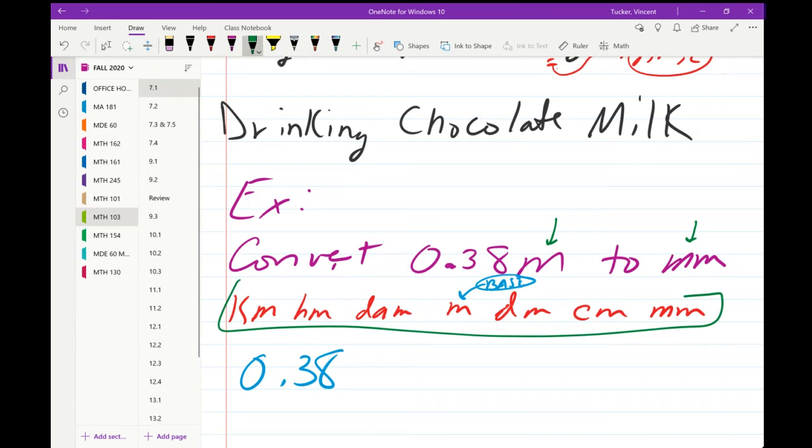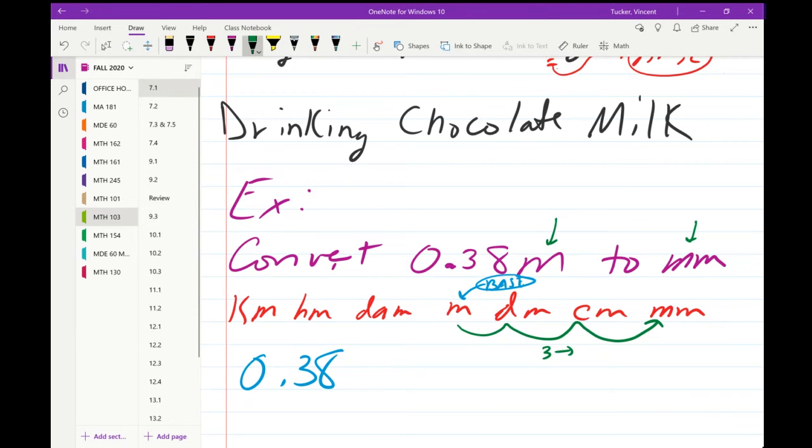Here we have our measurements, and they're in order. King Henry died by drinking chocolate milk. Remember, B is your base, and that is M. So we're going from M to mm, meters to millimeters. So we go 1, 2, 3. We went 3 to the right.